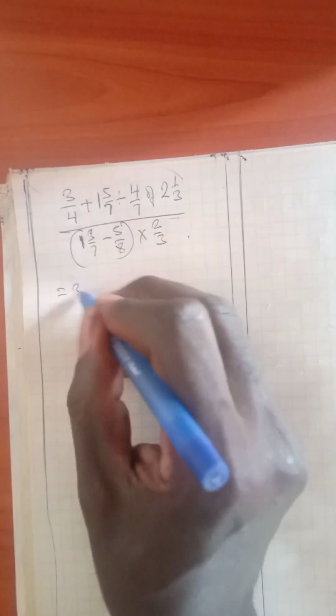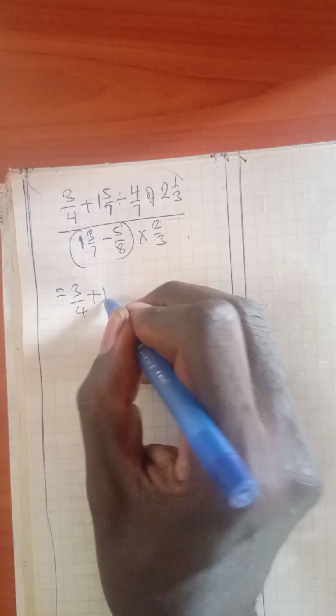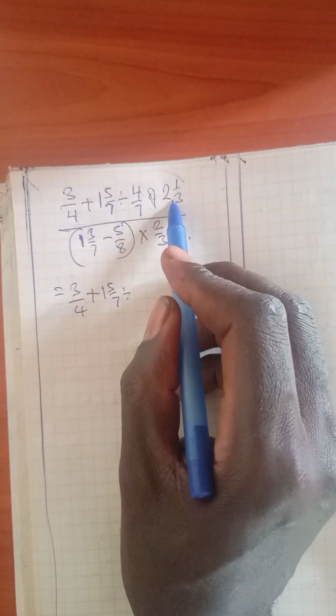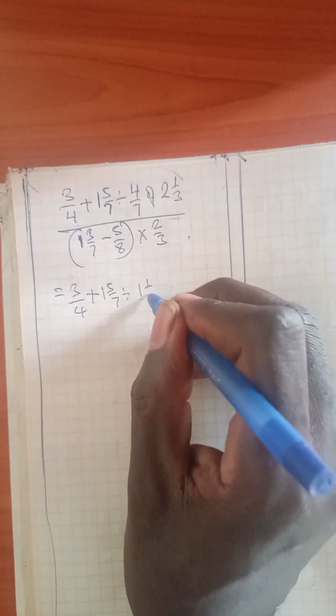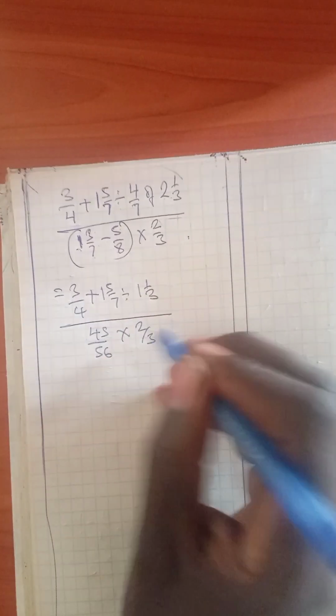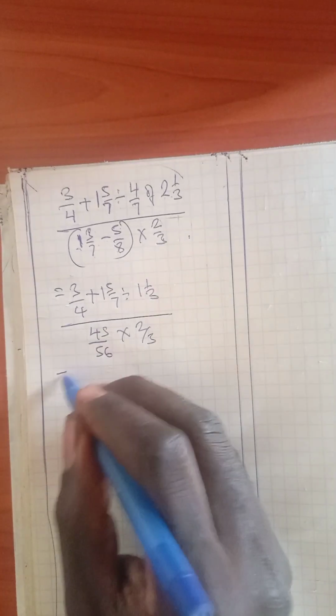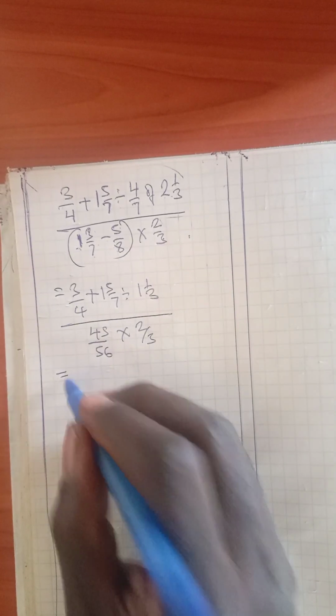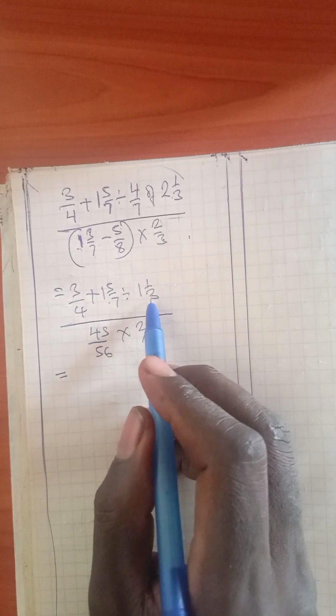We shall have 3 over 4 plus 1 and 5 over 7 divided by 4 over 7 of 2 and a third, which will give us 1 and a third. Now down, if you work out this part, you should be able to get 5 over 6 multiplied by 2 over 3, this one. Now we go a further step, simplifying. Now this one divided by this, you should be able to get 1 and 2 over 7. So we have 3 over 4 plus 1 and 2 over 7.